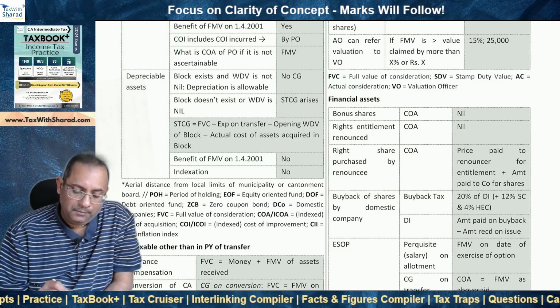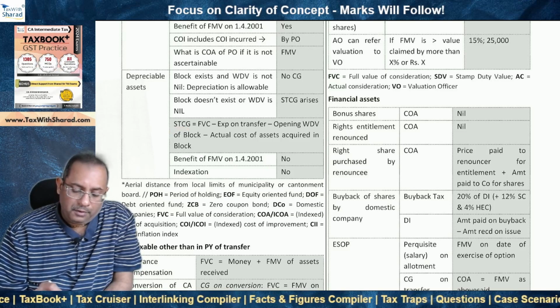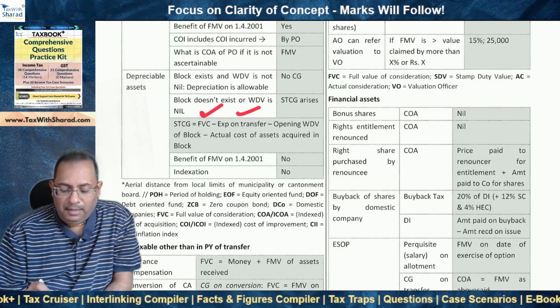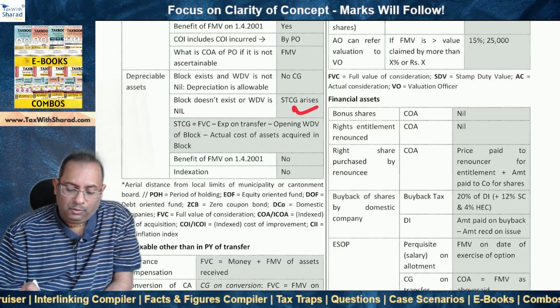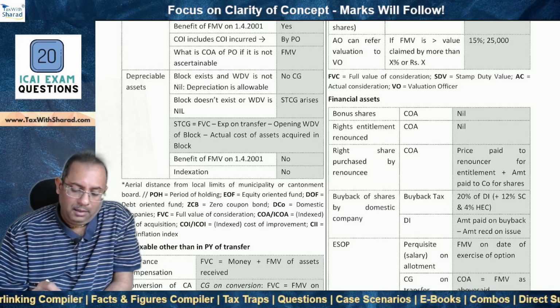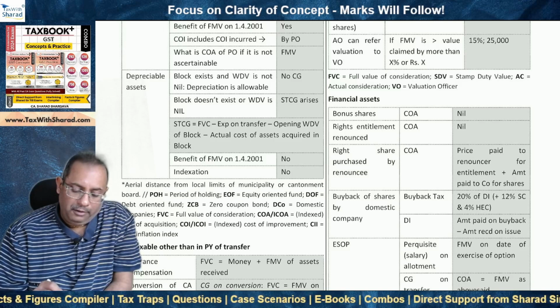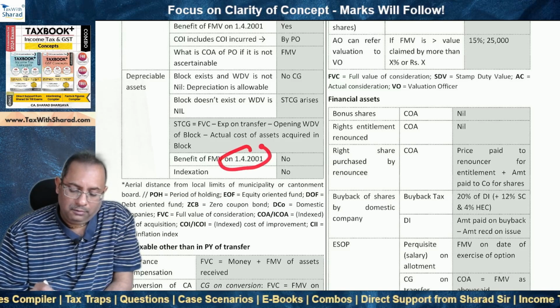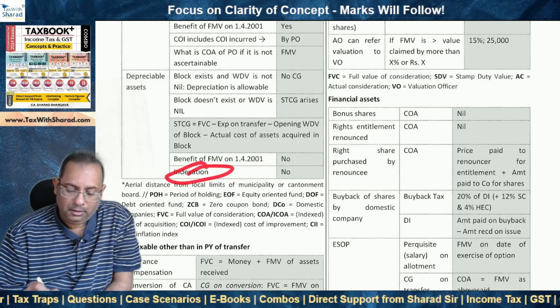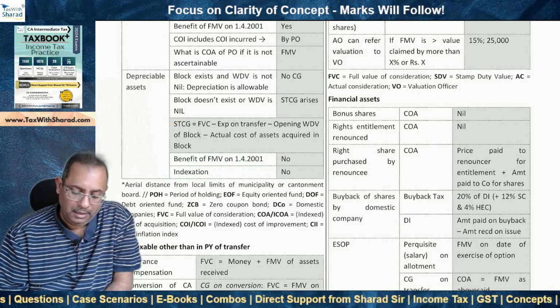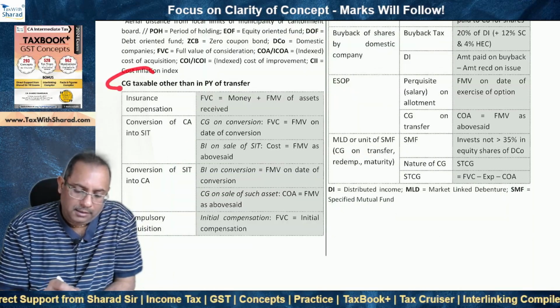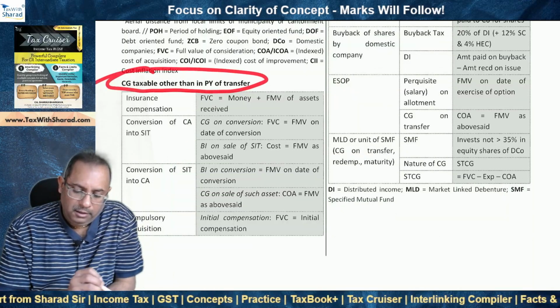Short-term capital gain always. STCG formula: full value of consideration minus expenditure on transfer minus opening WDV of the block as on 1st April minus the actual cost of assets acquired in the block during the year. Benefit of FMV on 1st April 2001 is not available and indexation is not available because the gain is always short-term capital gain. Cases where capital gain is taxable other than in the previous year of transfer.